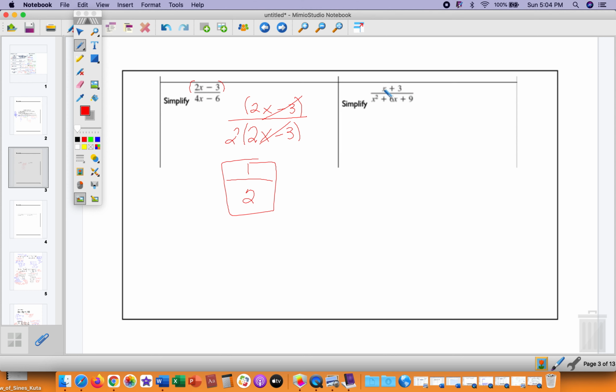The next one, x plus 3, no GCF, can't factor, so we're going to throw parentheses around it. In the denominator, is there a combo that multiplies to AC, which is 9, that adds to B, 6? Yeah, 3 and 3. So in the denominator, we can write x plus 3 times x plus 3, and we can cross off the quantity x plus 3 on top and bottom. I'll leave a 1 as a placeholder on top, so we have 1 over x plus 3. That's our final answer.